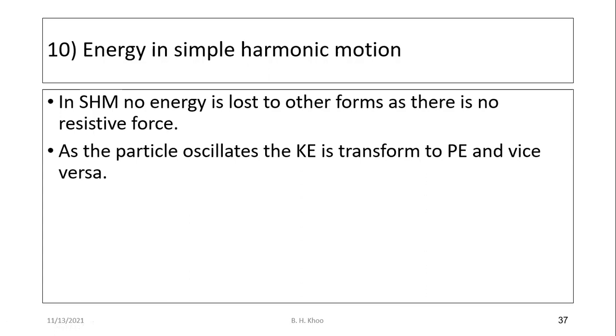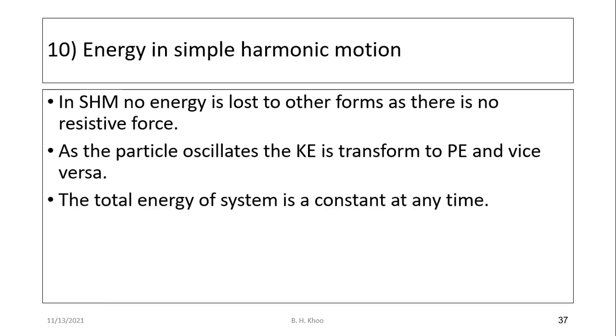As the particle oscillates, the kinetic energy is transformed to potential energy and vice versa. Just like a simple pendulum, at the maximum displacement or amplitude, potential energy is maximum. Then potential decreases and kinetic increases, and at the rest position kinetic energy is maximum. Then it swings to the other side, where the potential energy starts to increase and kinetic starts to decrease until maximum potential energy, where kinetic energy is zero. Then it keeps on going.